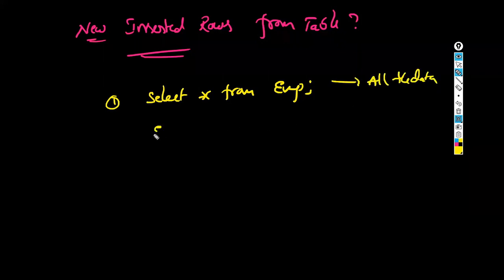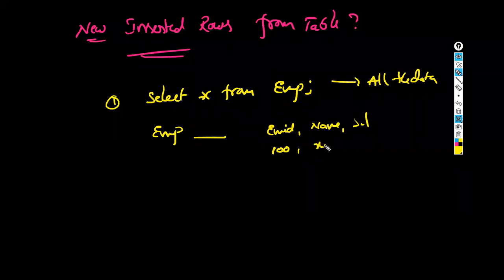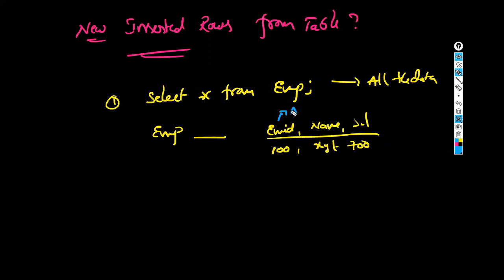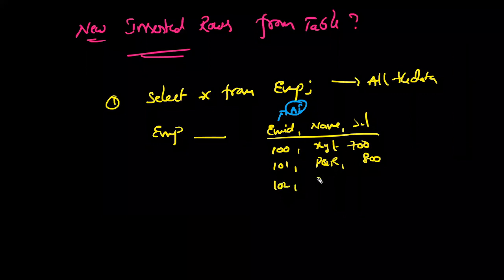Yes. Let us take the example of the employee table. It contains the employee ID, the name and the salary. My employee starts with 100 and XYZ 700. So this is the data. My employee ID is an auto incremented one. Then what is our next value? 101. The next one is PQR something. What is the next value? 102. So this is my XPQ and 900.